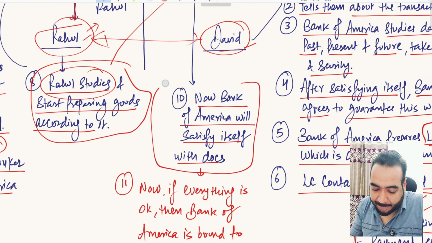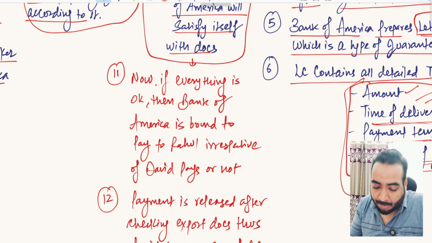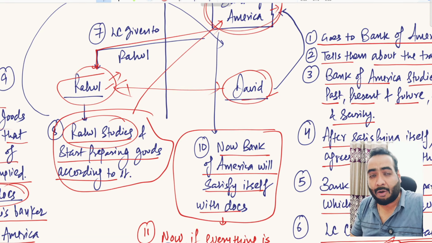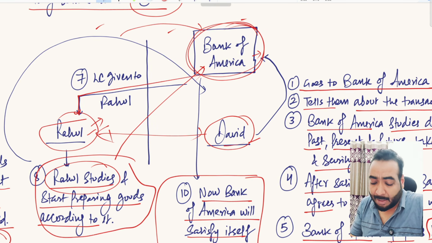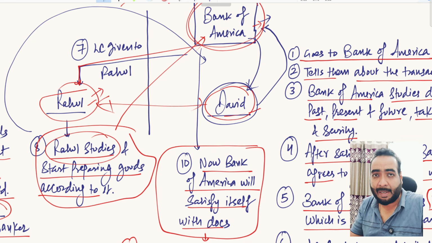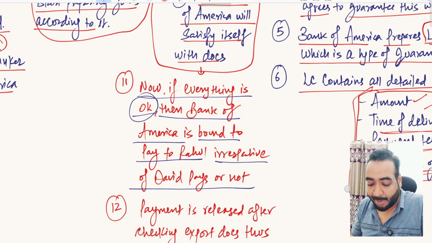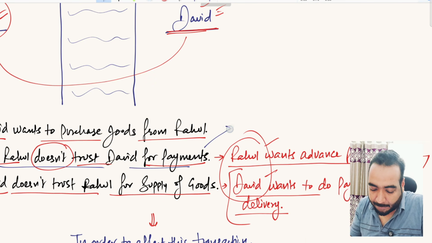So Bank of America will satisfy itself by reading those documents and will see whether the terms of the LC are complied with or not, right? So now if everything is okay, then Bank of America is bound to pay Rahul irrespective of whether David pays or not. If Rahul has complied with all terms of the LC, has exported the goods, and has submitted the proof of shipment like the bill of lading to Bank of America, then Bank of America will be obligated to pay Rahul on the due date even if David doesn't pay. It will be the duty of Bank of America to recover the due amount from David by itself, but Rahul has no concern about it. Rahul will surely now get the payment from Bank of America, right? So the first concern of Rahul, that he doesn't trust David for payments, is now solved.